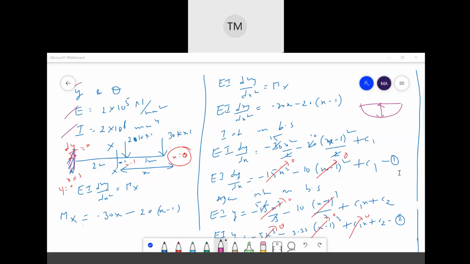Okay, here you have different calculations. You have to calculate the maximum deflection also for a simply supported beam. You have problems on it also. In the problems you will solve the maximum deflection also for a simply supported beam.